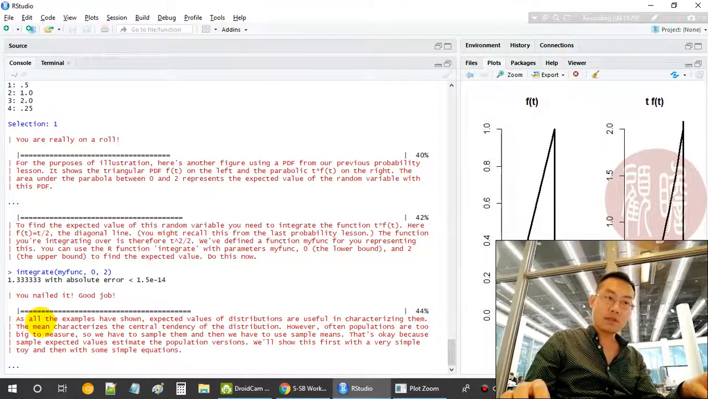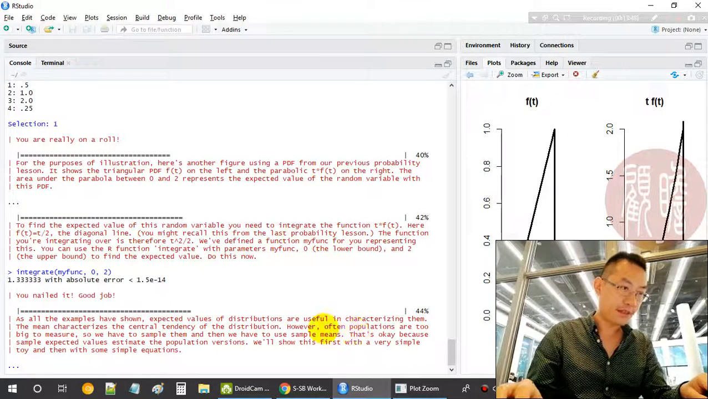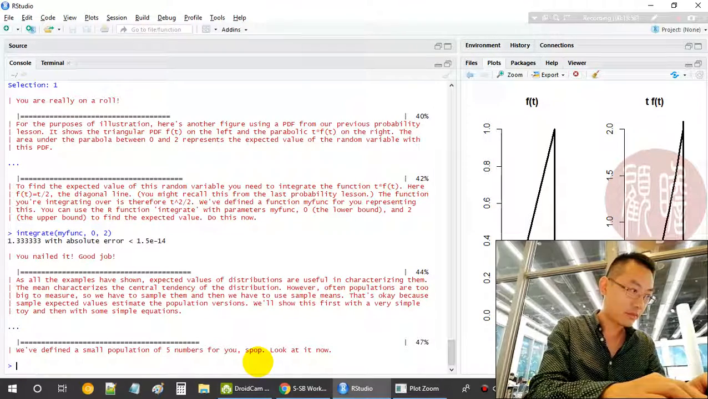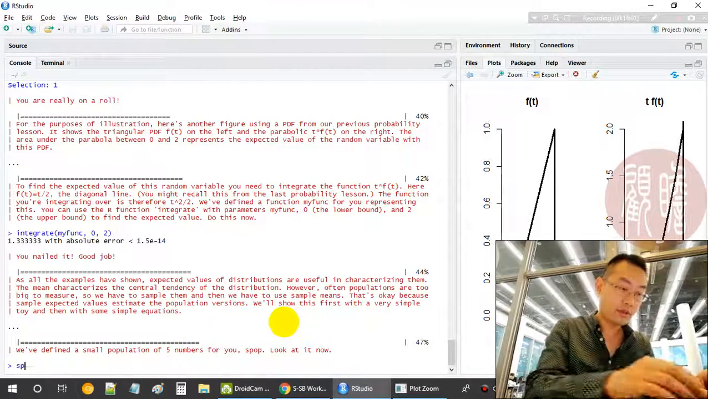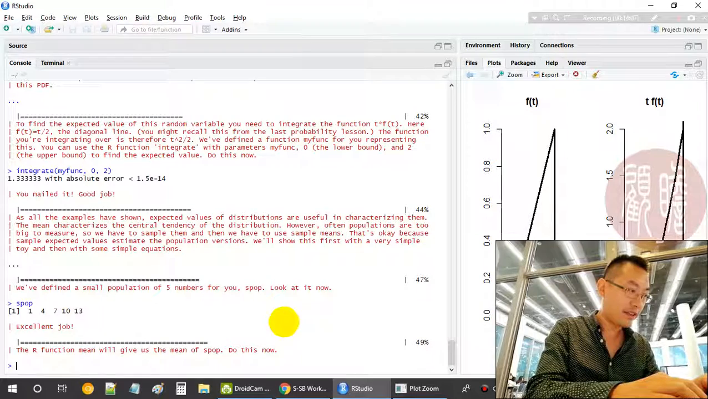As all the examples show, the expected values of distributions are useful in characterizing them. Often populations are too big to measure. First, a very simple example: a small population of 5 numbers called SPOP. Let's have a look at SPOP. SPOP has 5 numbers. The R function mean will give us the mean value of SPOP.